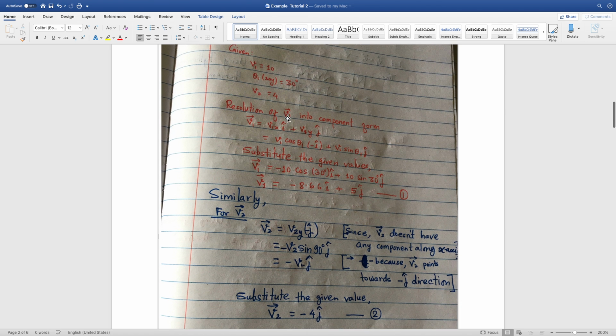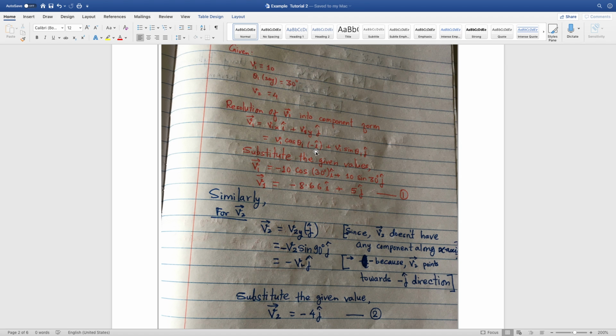Resolution of vector B1 into component form. You should be familiar with this as you learned about this in tutorial 1. So let's resolve this vector B1 equal to what? B1x i hat plus B1y j hat. And this B1x is really B1 cos theta 1 here, right? So the cosine component of the vector B1.